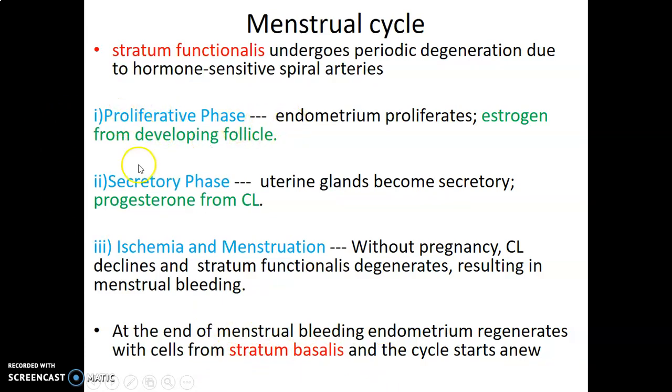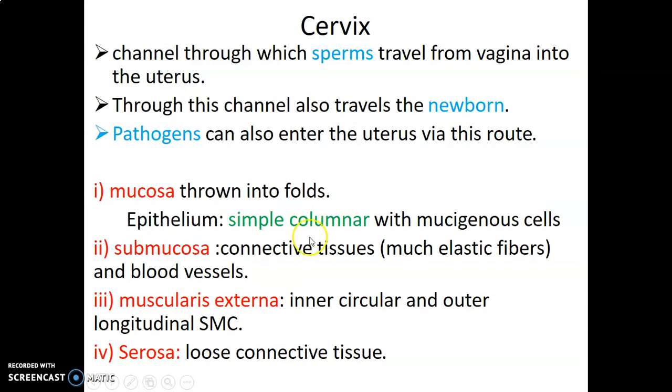The cervix is a channel through which sperms are able to travel from the vagina into the uterus. Through the cervix also, the newborn is able to leave the uterus and be expelled out of the vagina. Pathogens can also enter the uterus through the cervix, followed by submucosa made up of connective tissue, mostly elastic, and blood vessels. Then, muscularis externa made up of inner circular and outer longitudinal smooth muscle cells, and lastly serosa made of loose connective tissue. Okay.